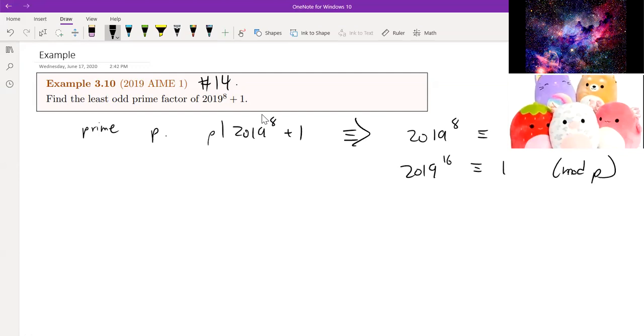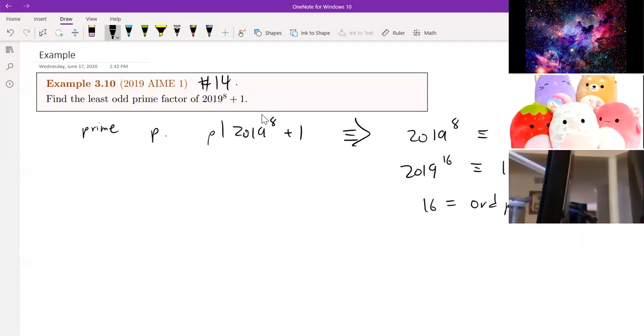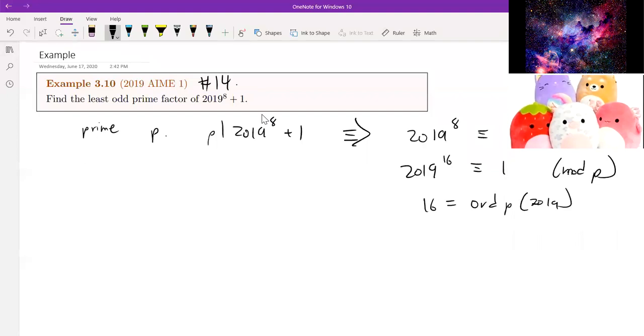And furthermore, this 16 should be the order of p of 2019, because this is at least a multiple of the order, and no divisors of 16 satisfy this, because remember, the largest divisor of 16 is 8, and 8 does not satisfy it being congruent to 1 mod p. The smallest one would therefore be 16, so the order of p of 2019 is 16. And so we can use this fact now to make some generalizations about what p could possibly be.